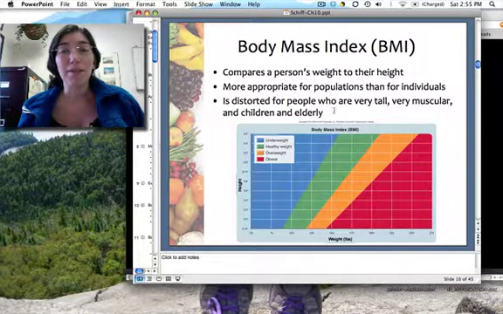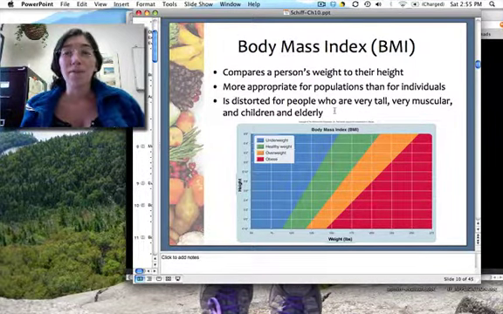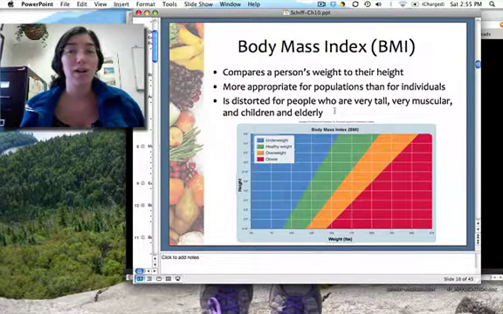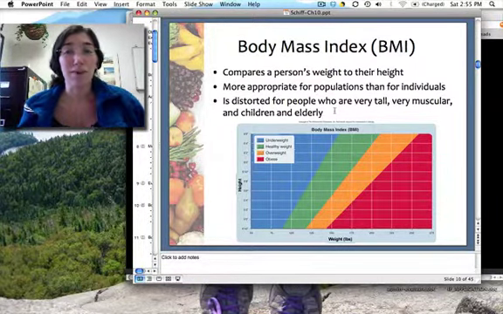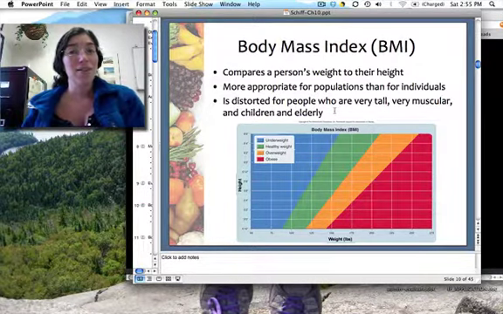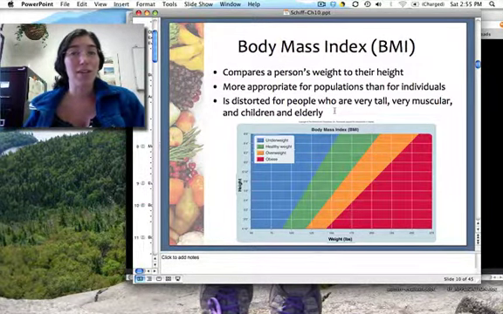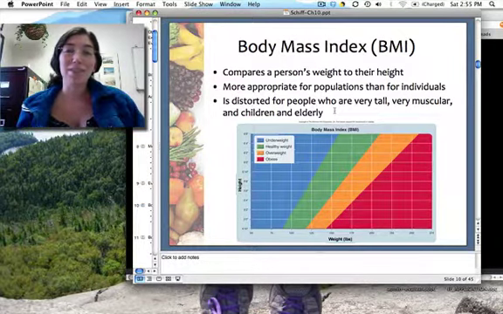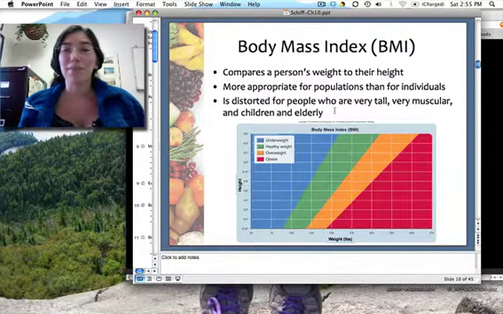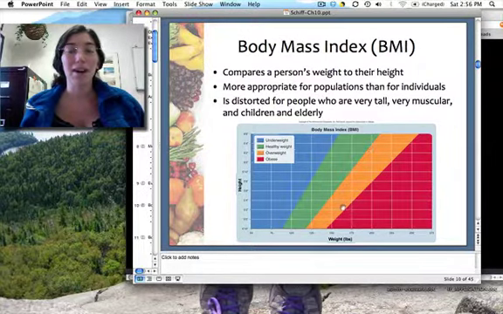People who are very muscular, again, lean muscle mass contains more water. It's heavier than fat tissue. So someone who is very athletic and in very good shape, very fit because they have a lot of muscle, might weigh heavily. They might be heavy for their height, but it's not because of excess fat. It's because of excess muscle.